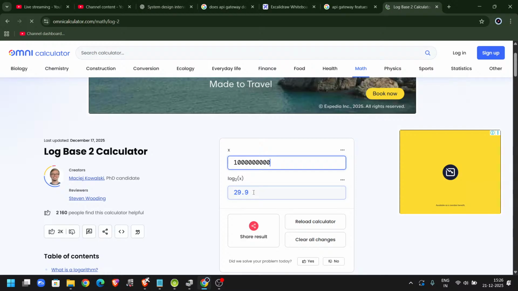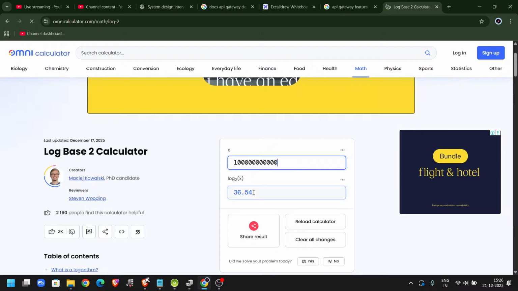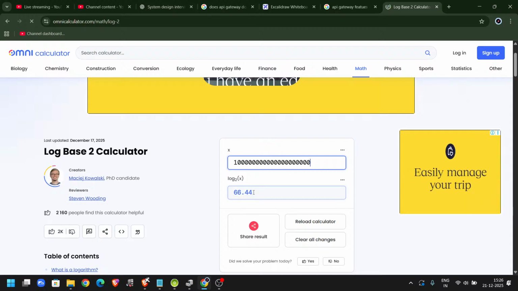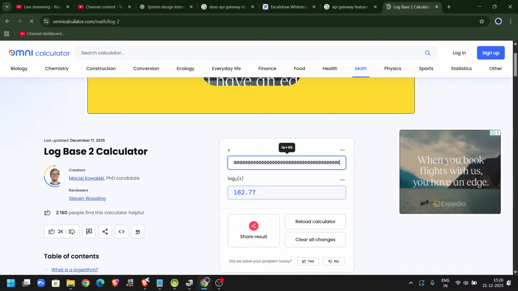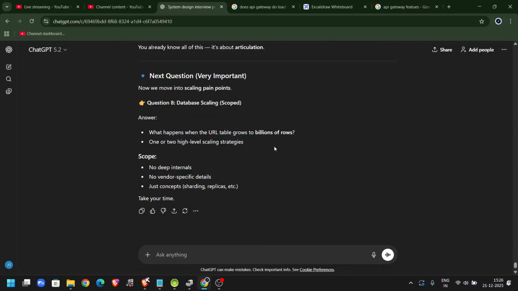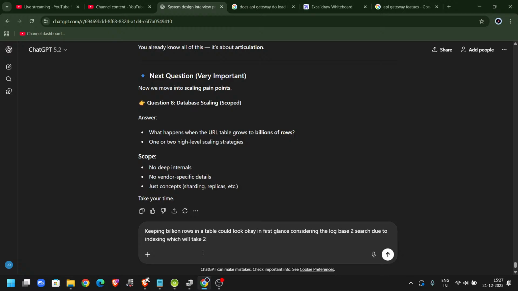The power of log base 2. Okay. Keeping a billion rows in a table could look okay at first glance, considering the log base 2 search due to indexing will take 29 attempts.